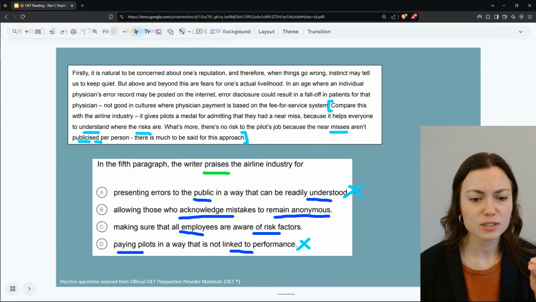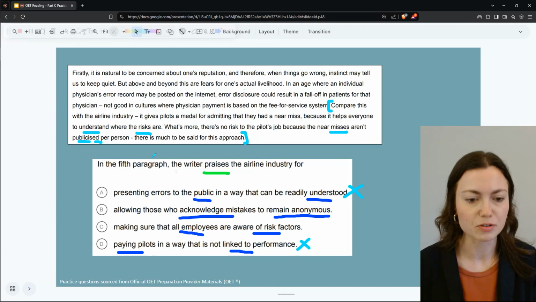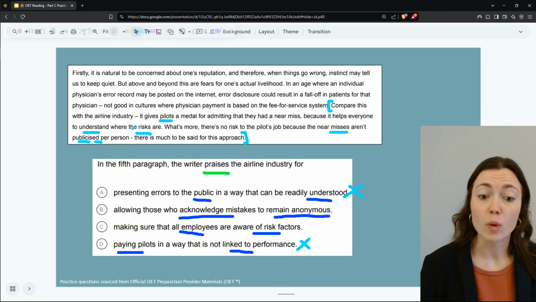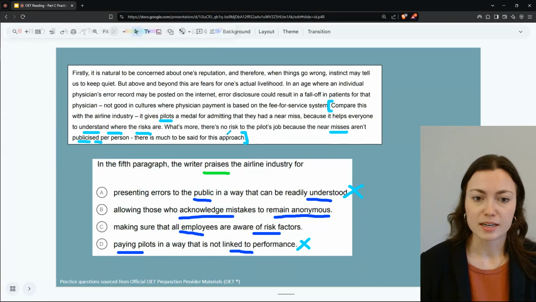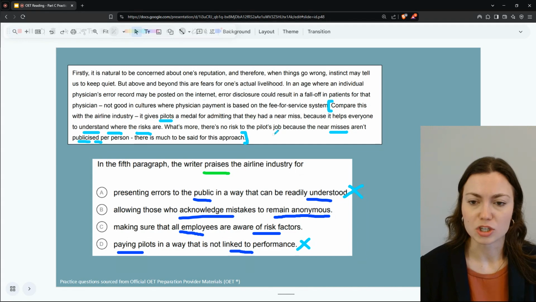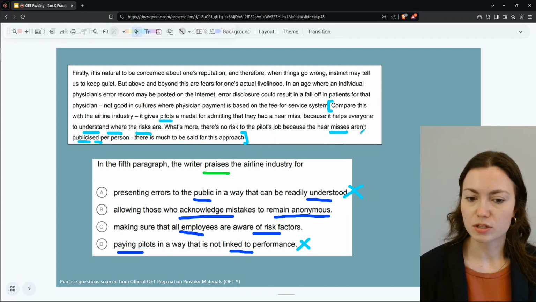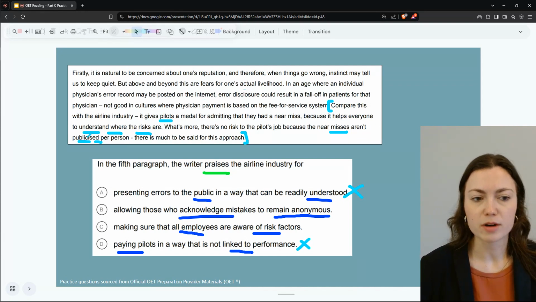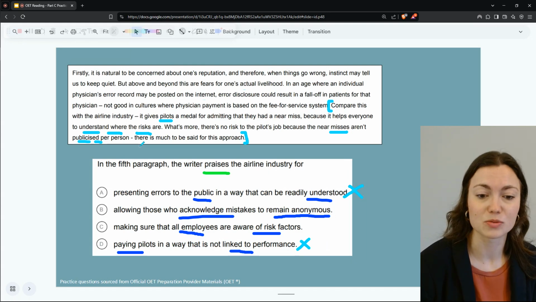Good. Now here's what's tricky. We really have to look at the language, and I would say it's not a lot that differentiates B from C. But look in here. It gives pilots a medal for admitting that they had a near miss because it helps everyone to understand where the risks are. Okay? And then what else do we have? There's no risk to the pilot's job because the near misses aren't publicized per person. So a couple of clues here. One is, when we look at the language here, they aren't publicized per person. That is pointing to an anonymity, right? So remaining anonymous as well.